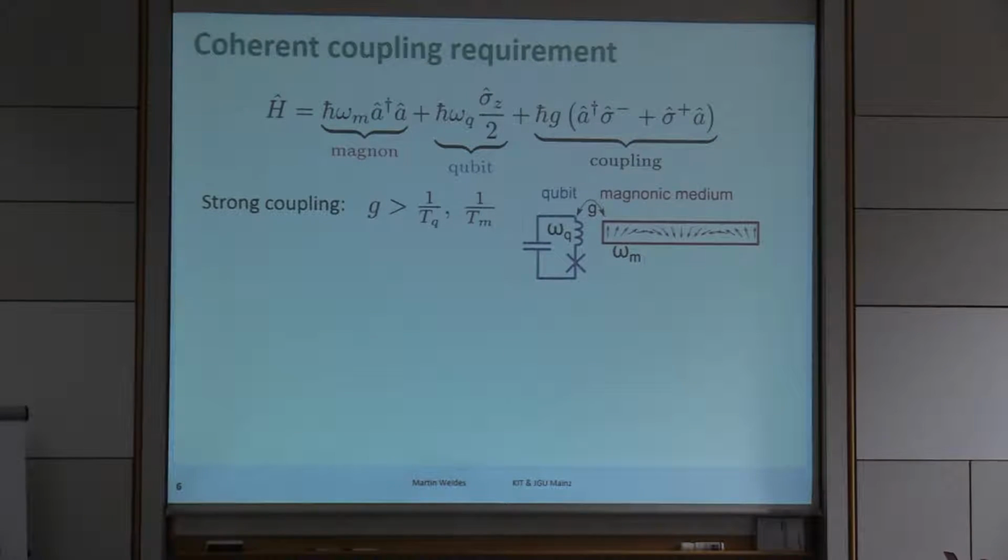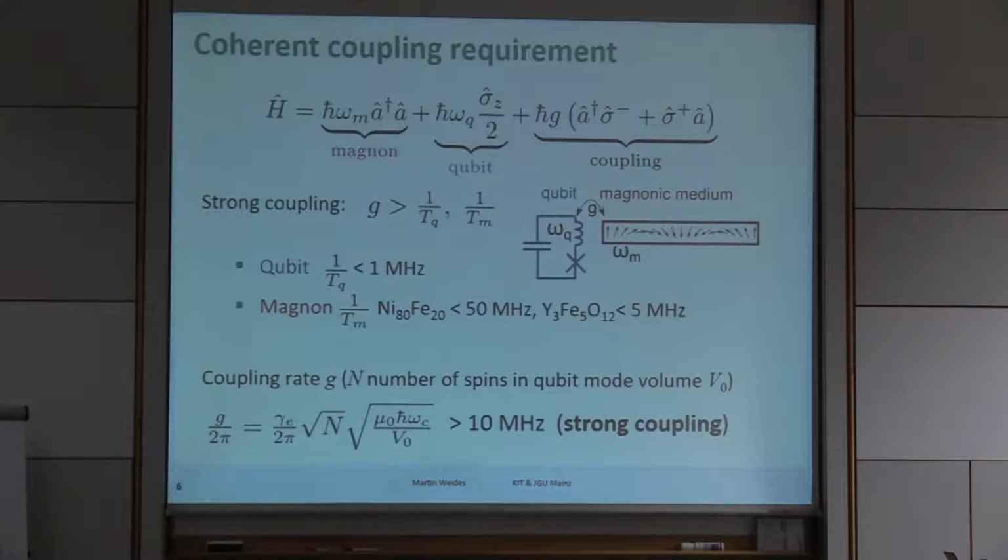And now if we plug in numbers for the qubit nowadays, for a superconducting qubit, we have lifetimes in excess of a microsecond, so a line width shorter than 1 megahertz. So the qubit looks actually good. For magnons, if you take a metallic ferromagnet, where the magnon scatters strongly with electrons at the Fermi level, then the magnon line width is on the order of 50 megahertz, which may be okay, but it's better to take a different ferromagnet, such as a magnetic insulator, yttrium iron garnet, YIG, and this has a line width of about 5 megahertz typically.